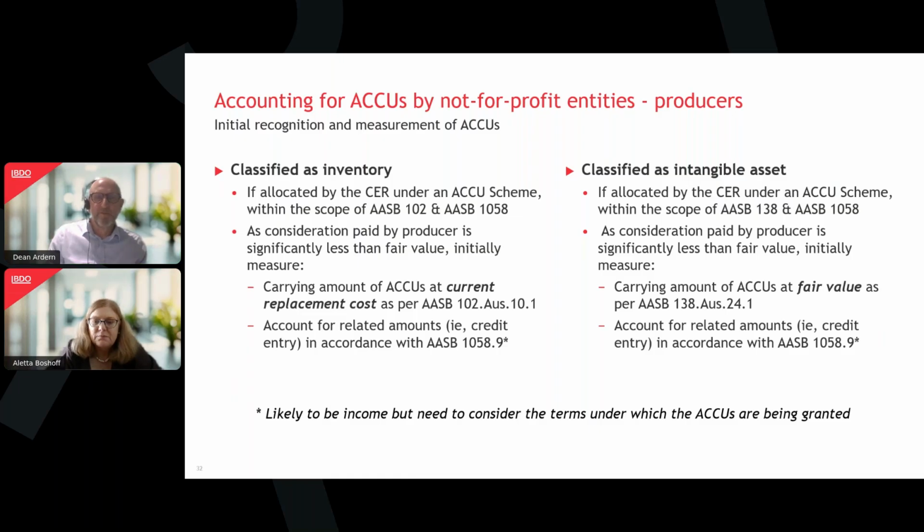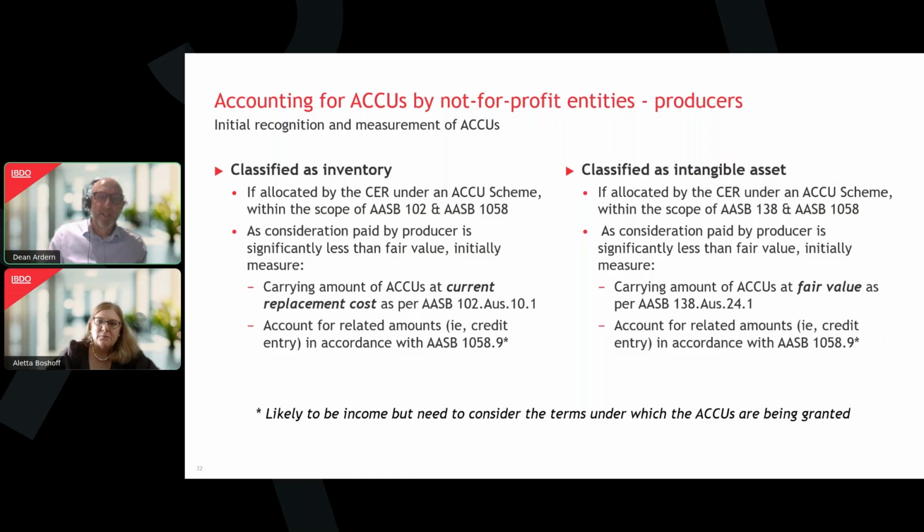Typically, what we'd find is that when you apply AASB 1058 in this situation, you're probably going to be ending up in P&L. So it might appear as a government grant, or it might appear as income, depending on how you want to describe it, or depending on the nature of it. But typically, we would expect, if there's nothing else going on with this arrangement, you'd recognise the ACCU as a piece of inventory, and the credit would be effectively to government grants or income.